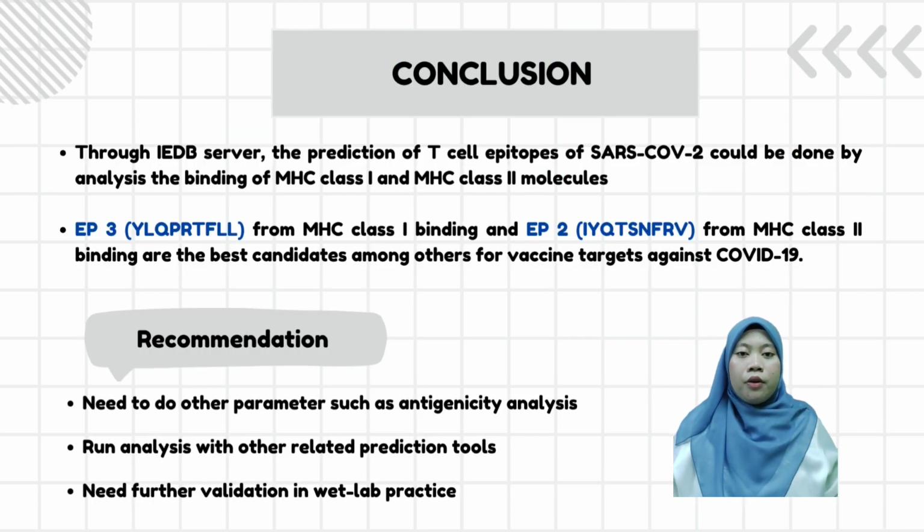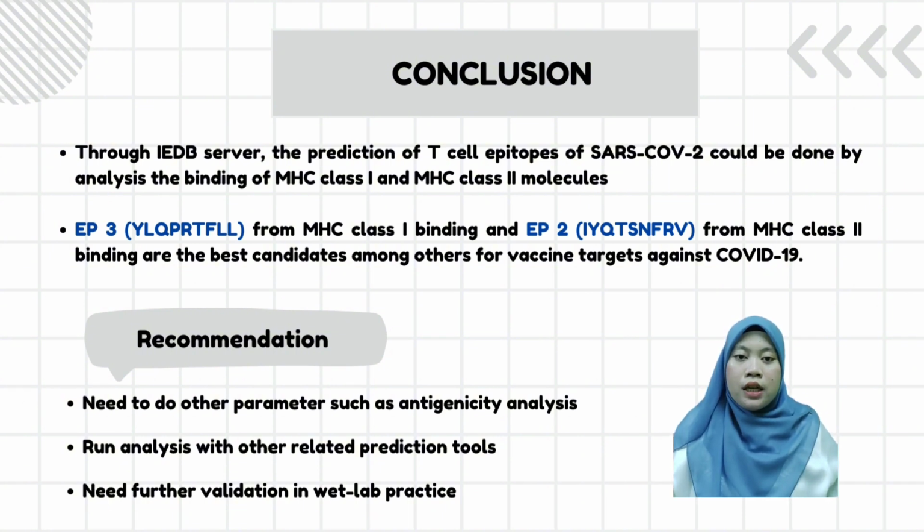In conclusion, by utilizing the IEDB prediction tools, the prediction of T-cell epitopes of SARS-CoV-2 could be done by analyzing the binding of MHC class 1 and MHC class 2 molecules. According to the result, epitope 3 from MHC class 1 binding and epitope 2 from MHC class 2 binding are the best candidates among others, which show high binding affinity with 100% conservancy level and are supported by previous studies, which indicates it is worthy as a vaccine target against COVID-19.